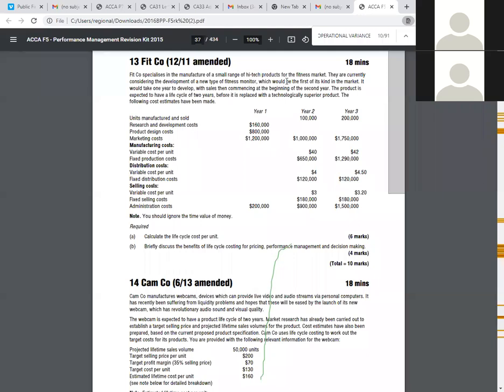So we have year 1. You can see what they have: research and development. We have year 2, year 3. Very good. So calculate the life cycle cost, ladies and gentlemen.